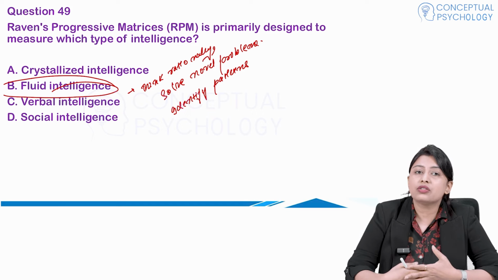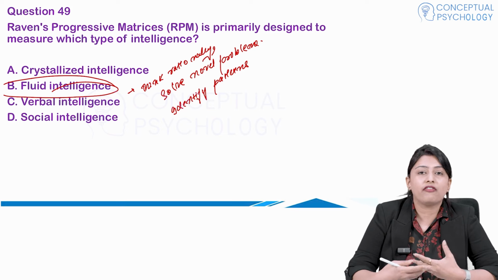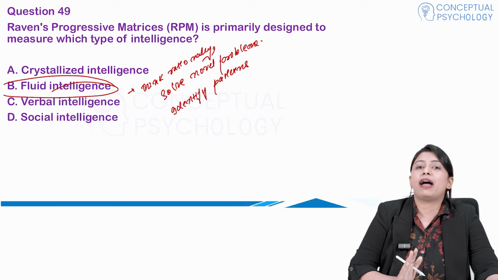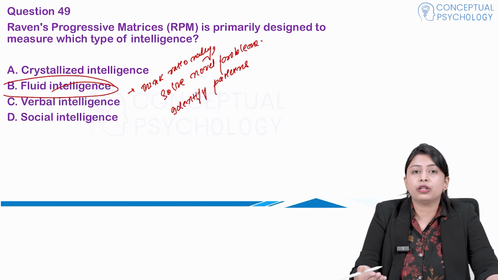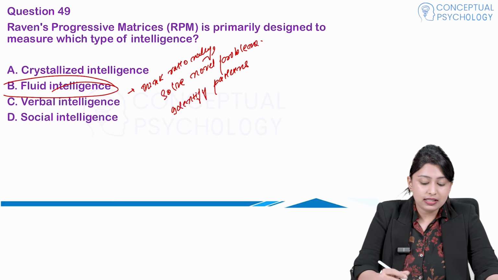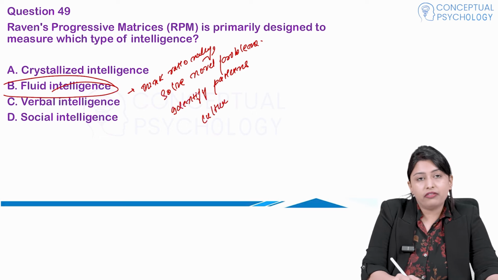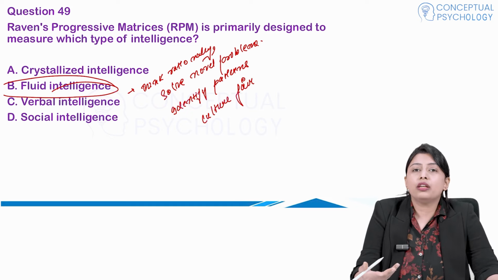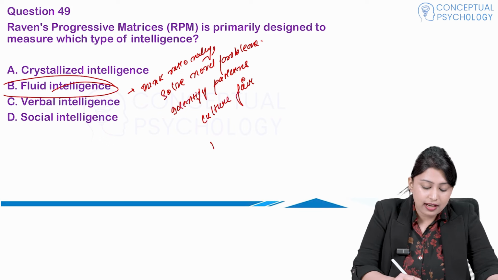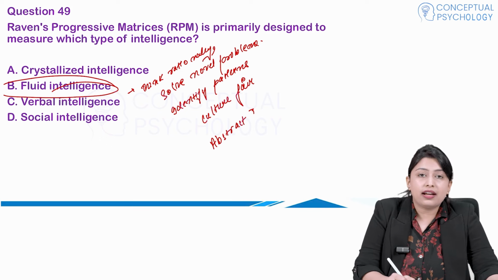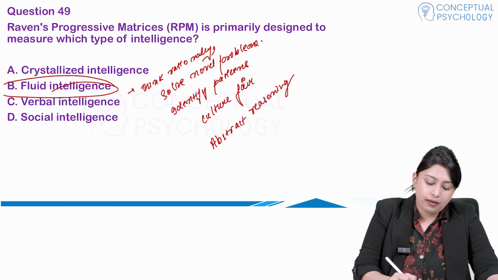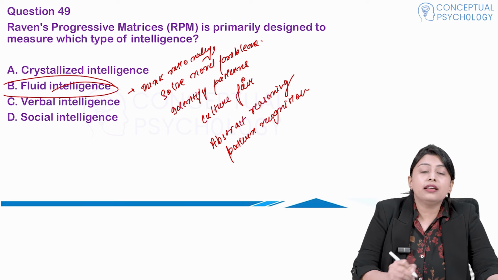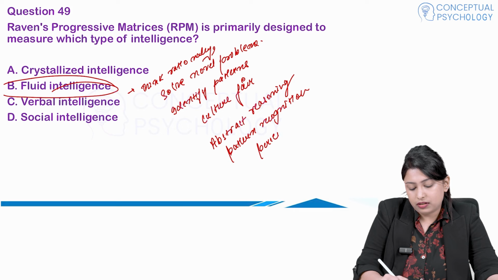So the RPM consists of visual geometric patterns which have missing pieces, which requires the test takers to identify the logical rule governing the pattern and select the correct completion from multiple options. So this test is also considered a culture-fair test because it doesn't rely on language or specific cultural knowledge or learned information. Instead, it taps into abstract reasoning, pattern recognition, and the ability to perceive relationships.